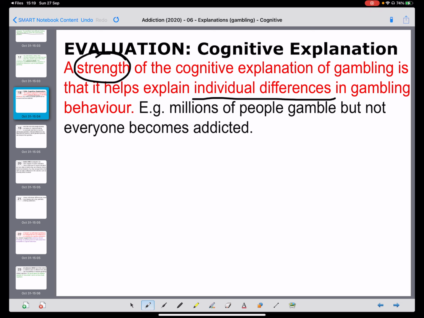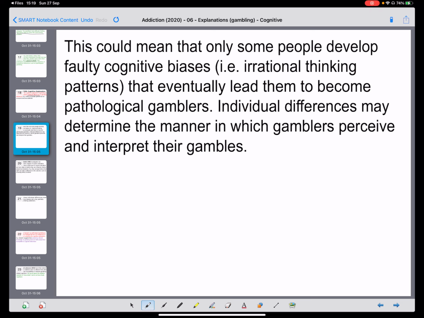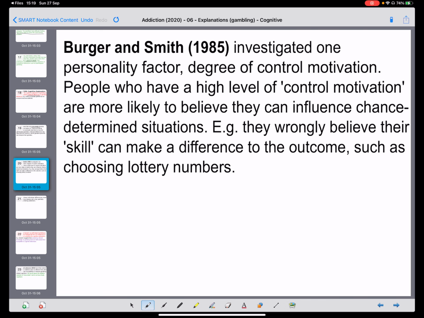It says millions of people gamble, but not everyone becomes an addict. In other words, it's saying that the cognitive model is able to understand why just some people develop addiction, because they have the irrational thinking patterns. And so individual differences may result in why some people become gamblers compared to others, and therefore it must be seen as a strength. So I quite like this. You could use the example of the cognitive rigidity that they potentially have where other people don't, in order to make this an overall strength.